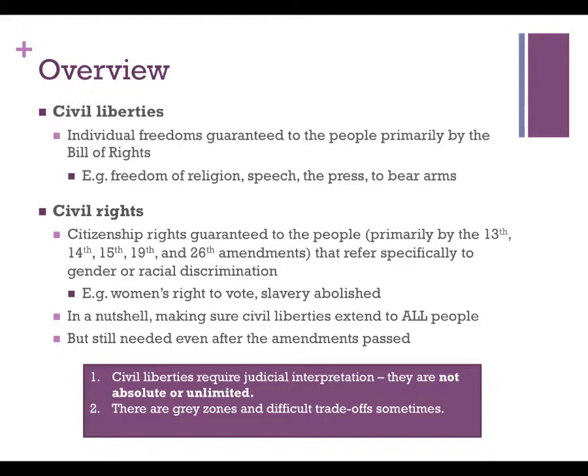For example, you have the right to assembly, right? The right to gather together. That's part of the First Amendment. Now, did all people have this right? No, actually. It wasn't until the 14th Amendment in 1868 that African Americans and other minorities were actually considered citizens, and it required the states to extend federal rights to all people. So you have these civil liberties, these individual freedoms that need to be extended to all people via civil rights. So that's what civil rights refer to.